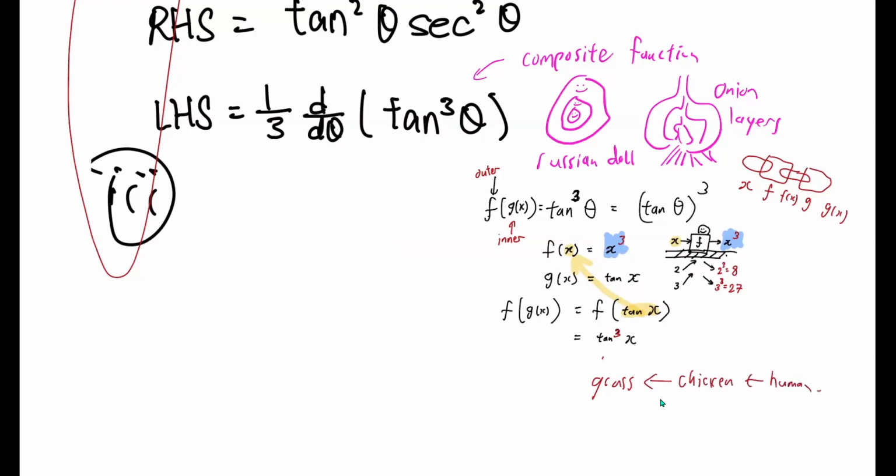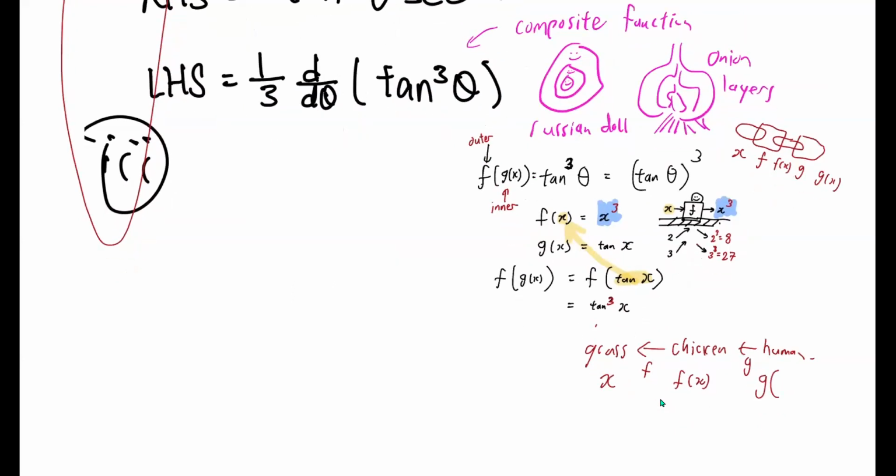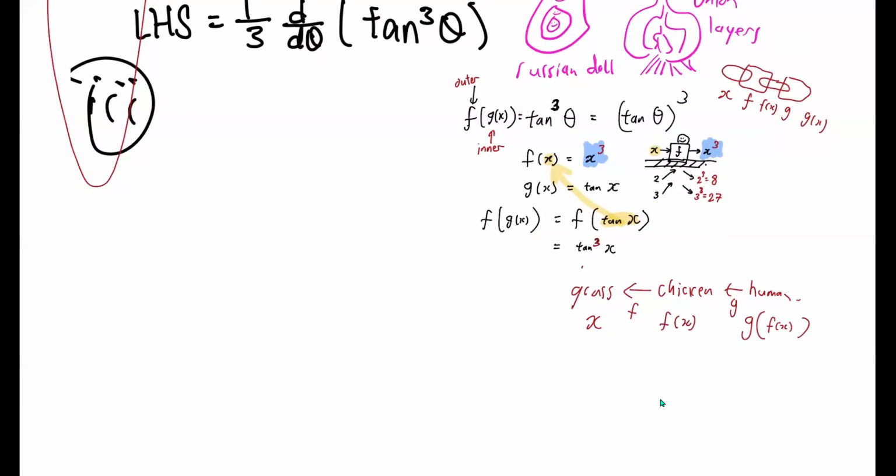Okay. This is a food chain, just like a function. You start with x, you pass it to a f, you get f of x. Pass it to a g, you get g of x. Oh, sorry, you get g of f of x. Okay, just like a food chain, but this is a chain of functions instead. So we have to use chain rule. How to use chain rule?